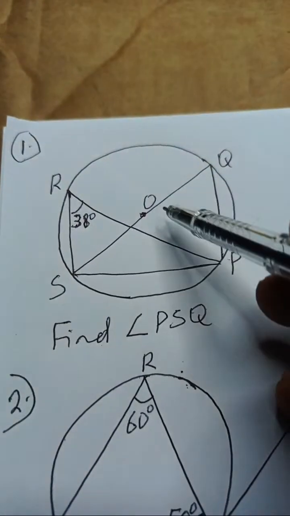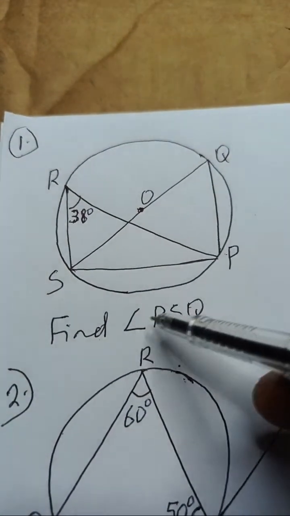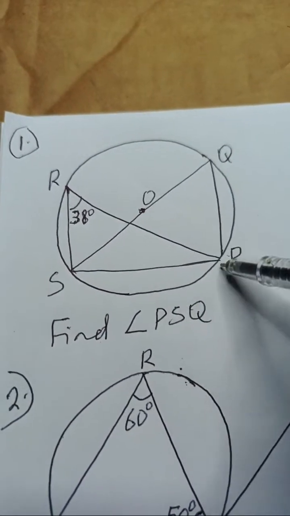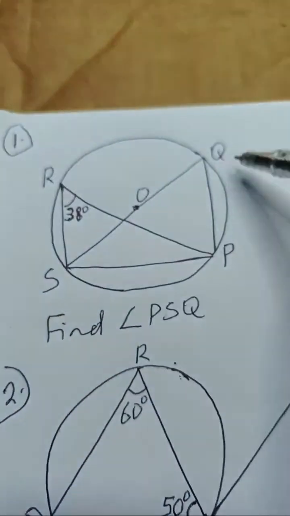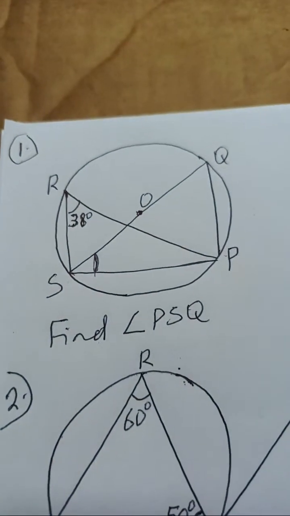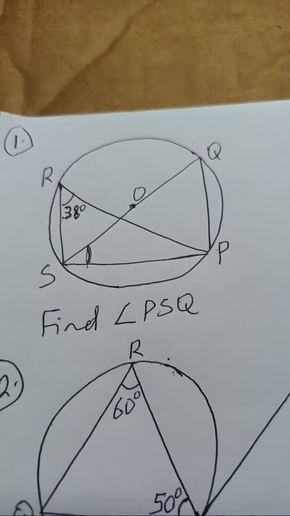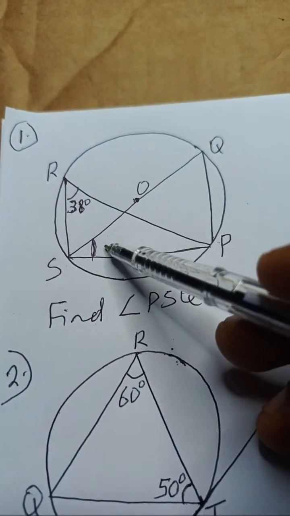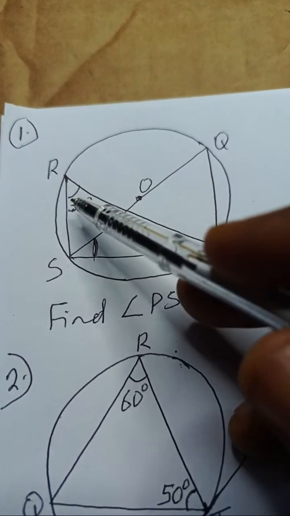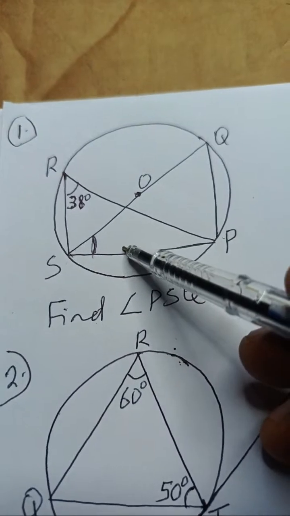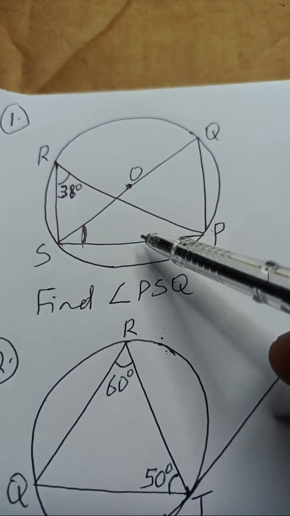Look at this. We have been told to find angle PSQ, and this is P, S, and Q. So we are looking for this place, angle PSQ. To get this, we always get our unknown from known. They gave us this as 38. So how can we get anything from here? There are many ways we can go about it.